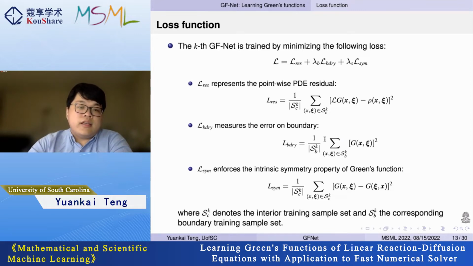After we have generated the samples for training the k-th GFNet, we will train the GFNet with the following loss function. The first part is the pointwise defined PDE residual, which is similar to the PINN. The second one is the constraint on the boundary. And the last one is that we hope our network can keep the intrinsic symmetric property of Green's function, so we enforce the network to obey the symmetric property, and we put it as the last part of our loss function. And here S_c is the interior training samples, and S_B is the training samples on the boundary.